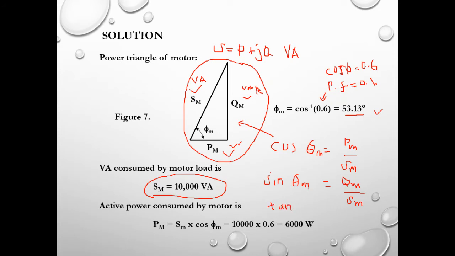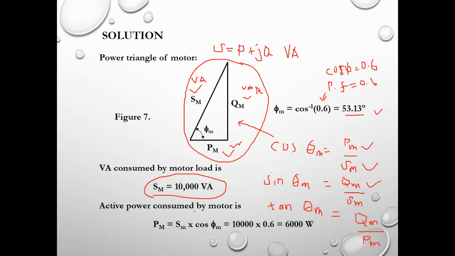So tangent theta M is equal to QM over PM. All right, so just manipulate these three equations in order to find the value of either PM, SM, or QM.